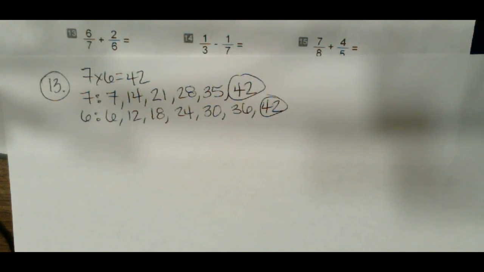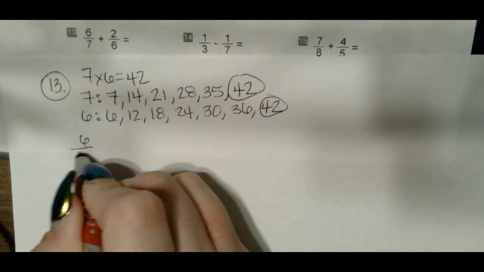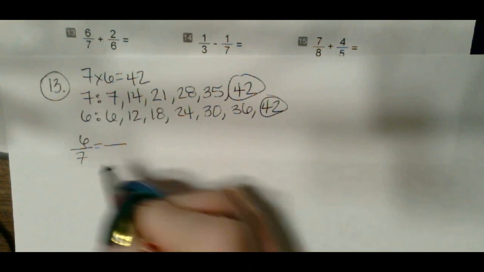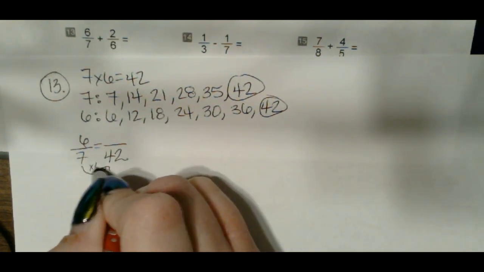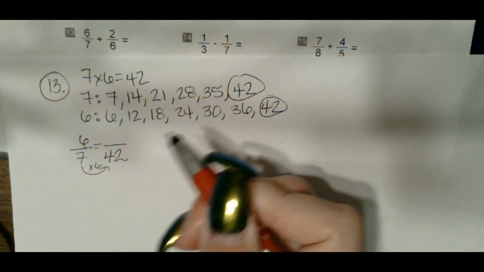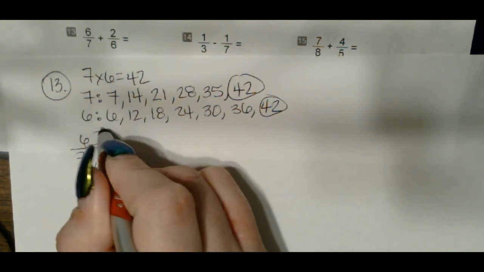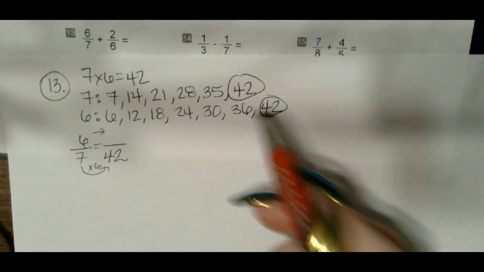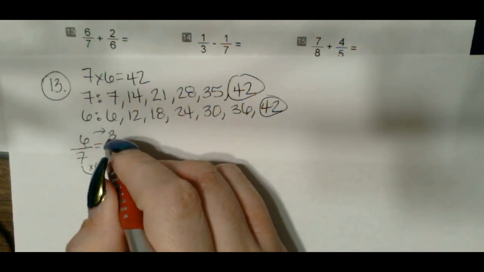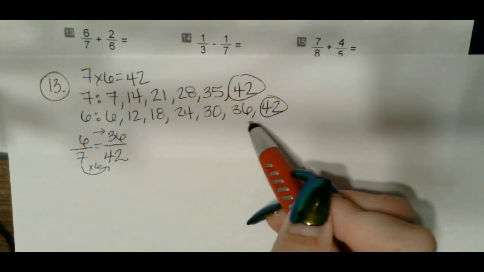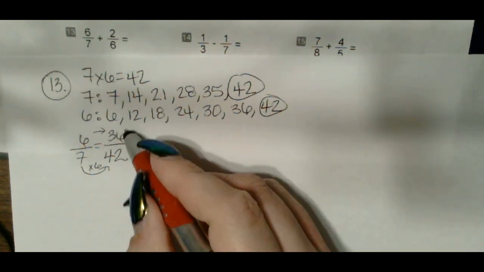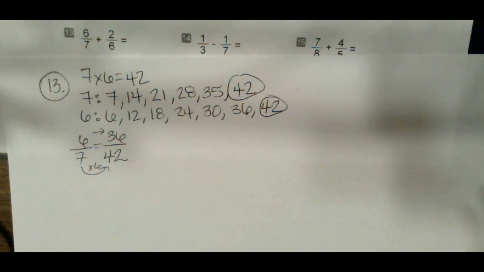All right, let's rewrite our fractions. 6 over 7. Our new LCD has to be 42. Well, 7 times 6 gave me 42, so whatever you do on the bottom, you have to do on the top. 6 times 6 is 36. Sometimes it helps if you write your multiples out because I can quickly do this without having to rethink about it. So it's 36 over 42.